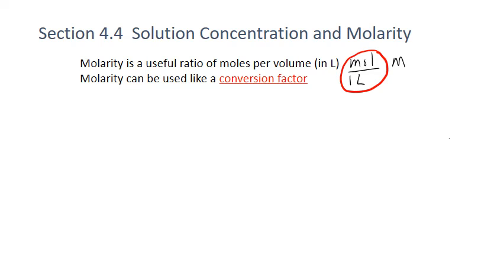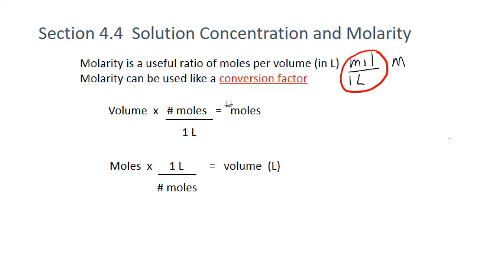Molarity can be used like a conversion factor. One can take the volume of a solution and multiply it by the molarity in terms of number of moles per liter. If you multiply volume times moles per liter, you end up with the quantity of the number of moles. If you take the number of moles that may be needed for a particular reaction, and you multiply it by the inverse of the molarity, for example, 1 liter for a certain number of moles, you'll calculate the volume that contains that number of moles.